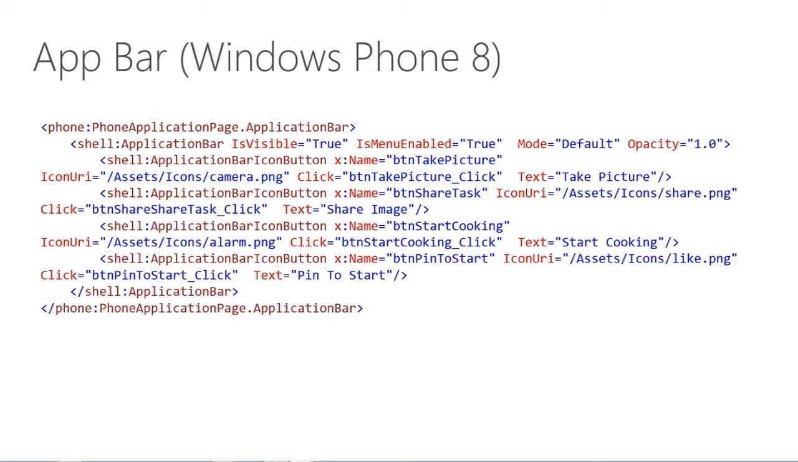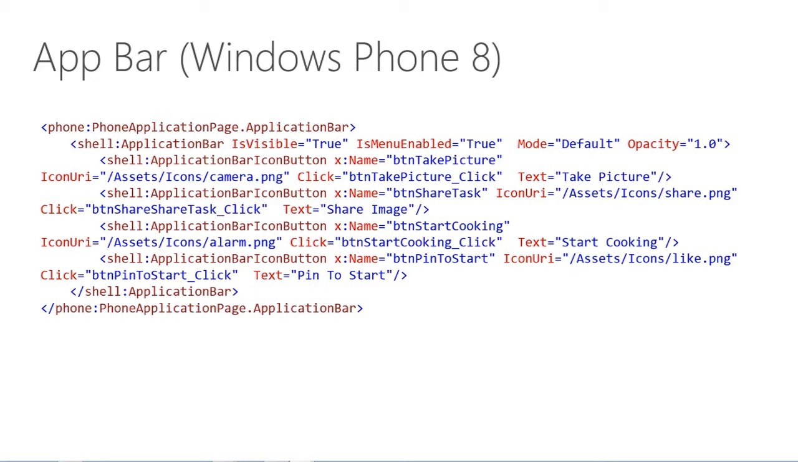And the operating system decides where to put those. It'll center them based on how many there are, and it will space them accordingly. And so here I have 4 of them, one for taking a picture, one to share, one to start cooking, perhaps it's an alarm, and then one to pin my app or maybe my recipe to the start screen.